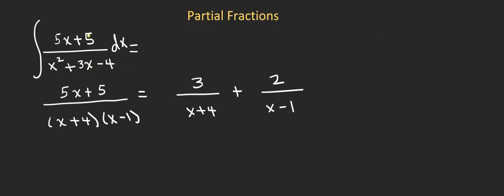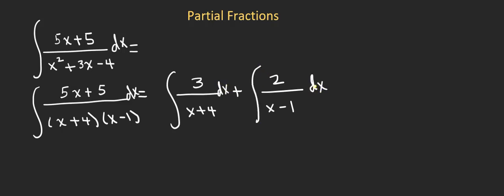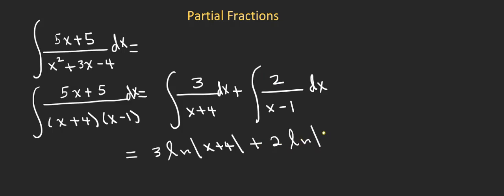Now let's say you want to find the integral of this. The integral of this will be the same thing as the integral of this plus the integral of that. So what's the integral of that? Well, you could take the 3 out. So it will be 3 natural log of the absolute value of x plus 4. And here you could take the 2 out. It will be 2 natural log of the absolute value of x minus 1 plus c.